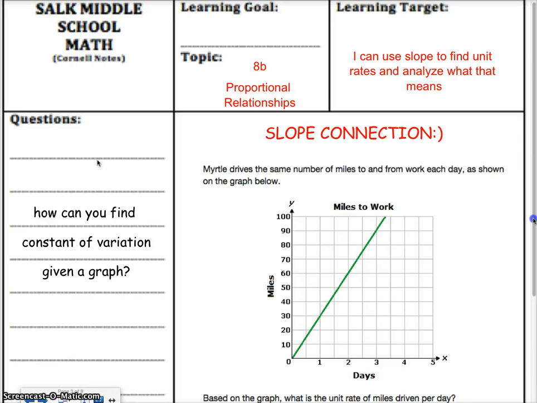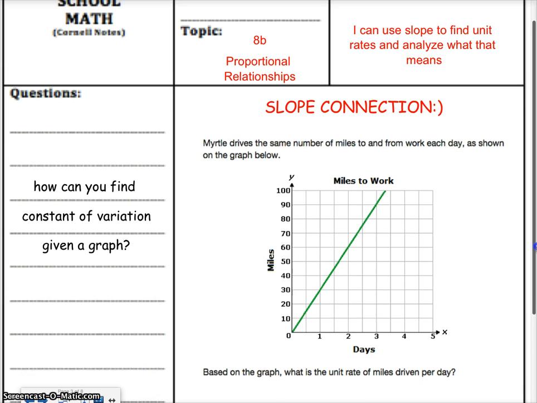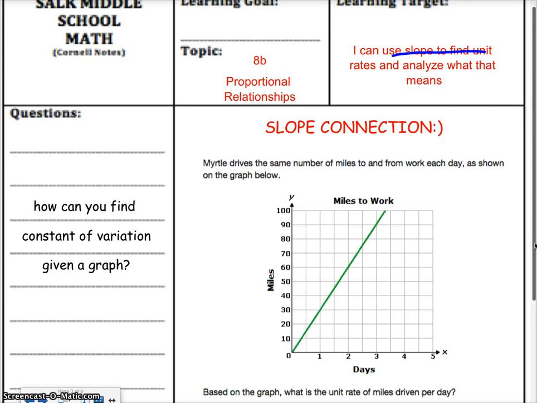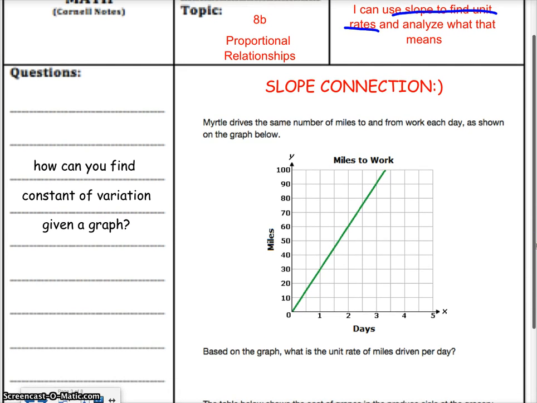Okay, today we're going to talk about the connection between proportional relationships and the slope of a line. We learned the slope of a line, we learned what proportional relationships are. Now we're going to find the connection. Your learning target is that you can use slope to find unit rates and analyze what that means. So, let's just delve right into it here.